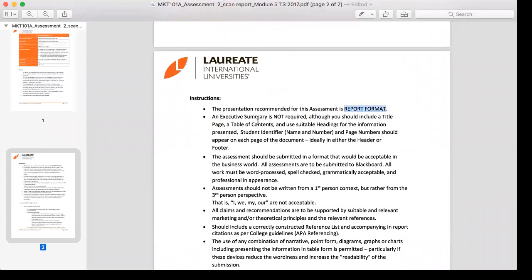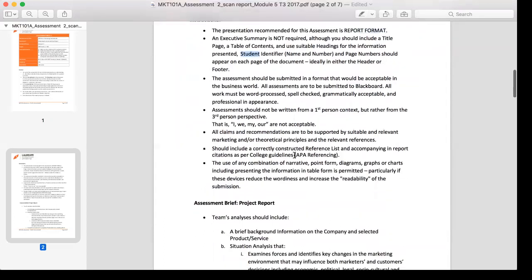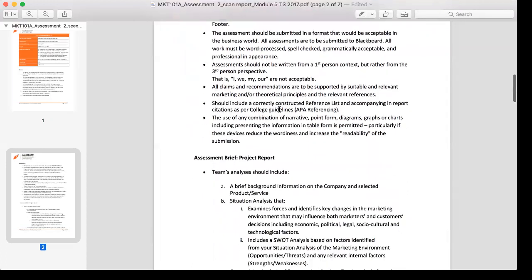An Excel summary is not required, but please make sure that you include a title page and a table of contents, use headings and subheadings, and also include the students' names and students' IDs. Please take it as a kind of formal report writing. And referencing, is that a must? Yes, you must include the references.